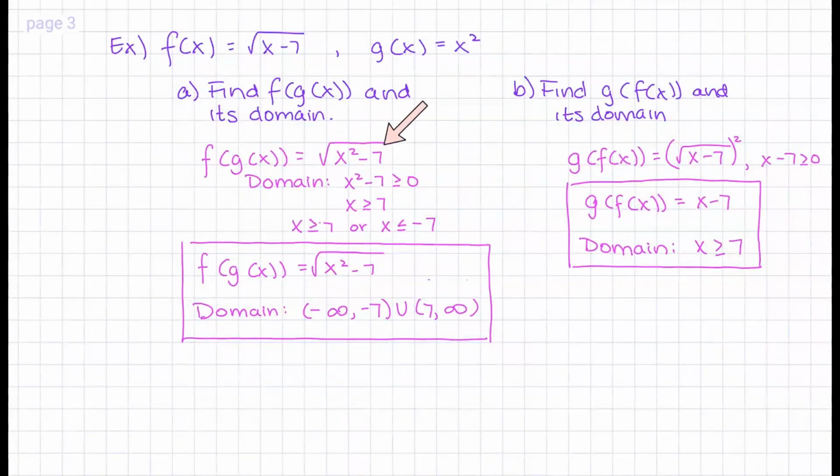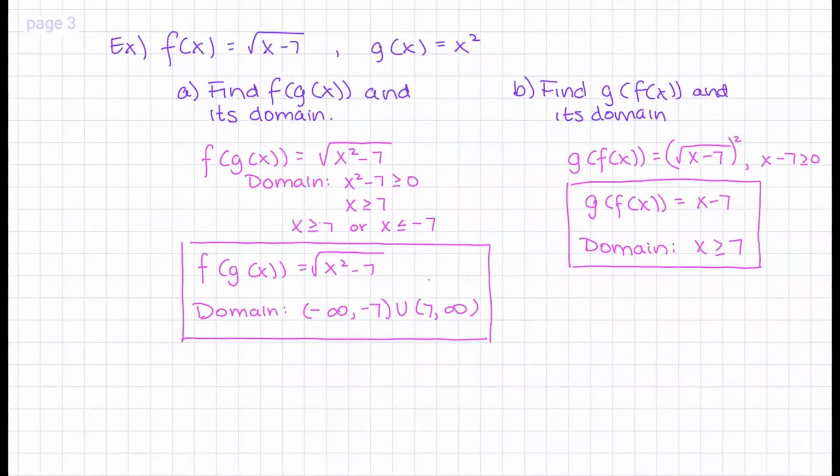Now we do have an even root. So remember, whatever is inside the root, the radicand, must be non-negative. Must be greater than or equal to 0. So if I start solving for x, I wind up with this compound inequality. And then that's it. I can't simplify this anymore, so that's pretty much my answer. So f of g of x is this.